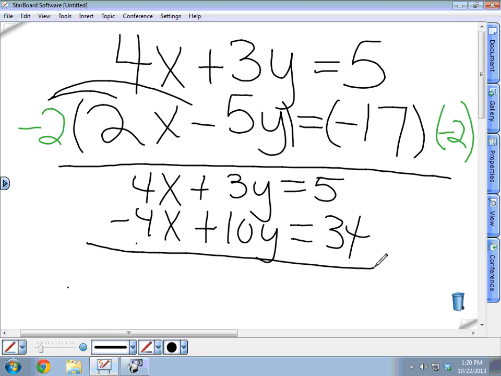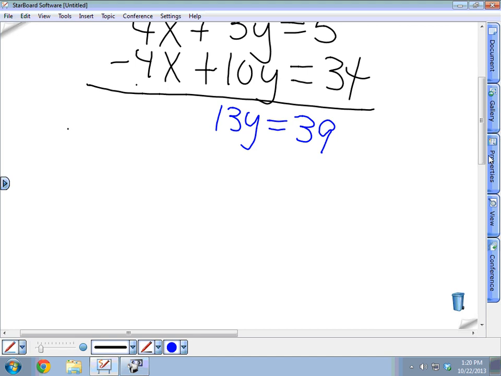Now notice that when I add these equations together, my x variable is going to drop out, because 4x minus 4x is just 0. So all I'm going to have left is 13y equals 39. And if I have 13y equals 39, well, you know how to solve that. I can divide both sides by 13.